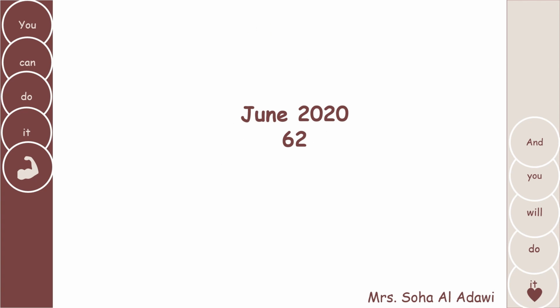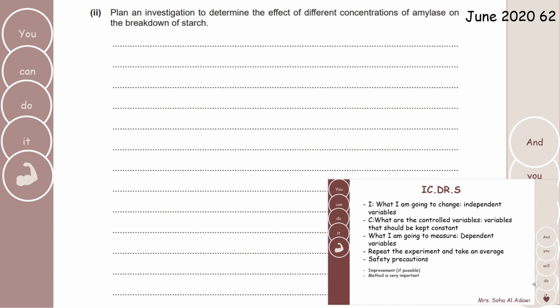Now, let's make an example. So, plan an investigation to determine the effect of different concentrations of amylase. Okay, so this is the independent variable. This is what I'm going to change, on what? On the breakdown of starch. So the breakdown of starch is what I'm going to measure.